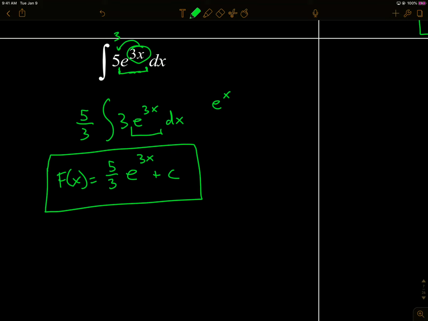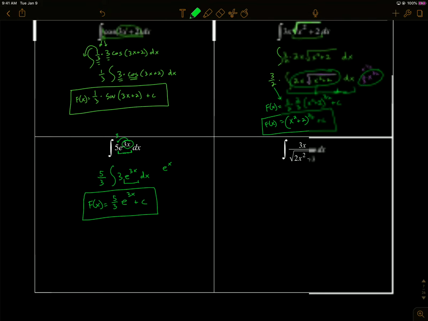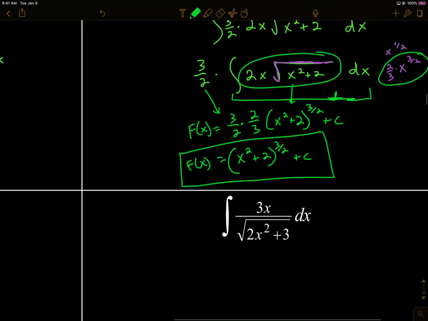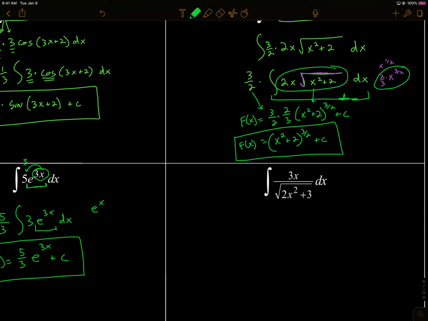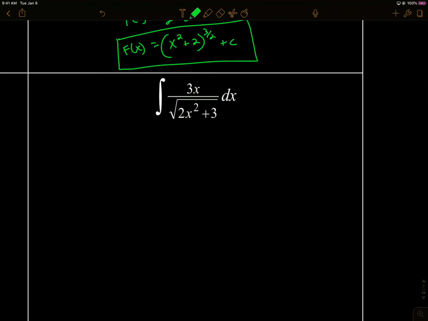This one's pretty easy with exponentials because the derivative of e to the x is itself and the integral of e to the x is itself. And by the way, you can check any of these. If you're not sure about them, take the derivative of your answer. You should get back to the integral you had there.